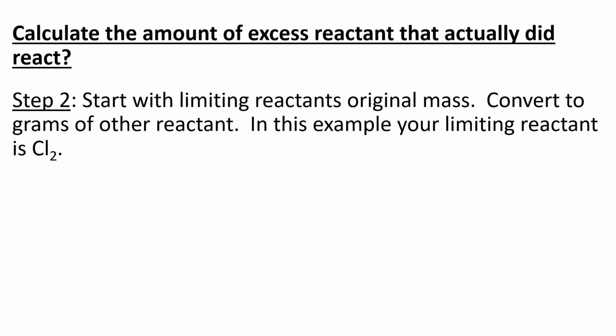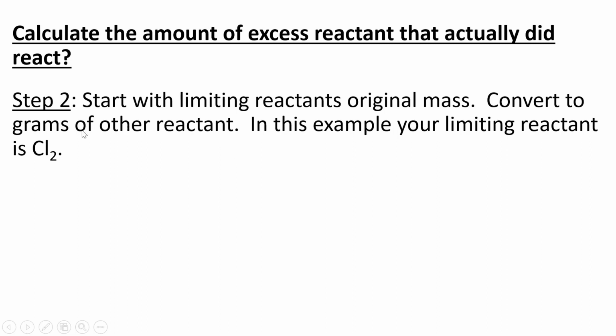All right, so then we go to the second question, and it says calculate the amount of excess reactant that actually did react. So how much was actually used? So you're going to start with your limiting reactant's original mass. So the limiting reactant was chlorine. So you're going to start with that, and that was 100 grams.